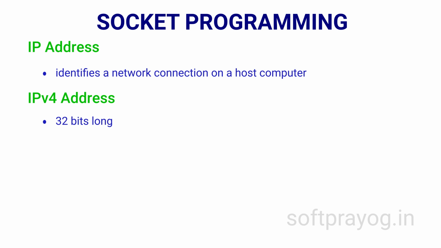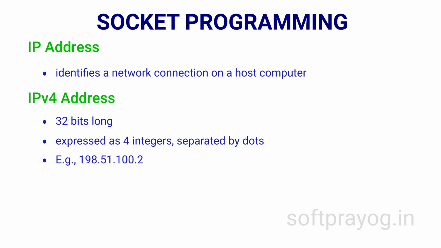IPv4 is Internet Protocol version 4, which was deployed in ARPANET in 1983. We are all very familiar with IPv4. An IPv4 address is 32 bits long and is expressed as 4 unsigned integers, displaying the contents of 4 bytes of address separated by dots. For example, 198.51.100.2 is an IPv4 address.